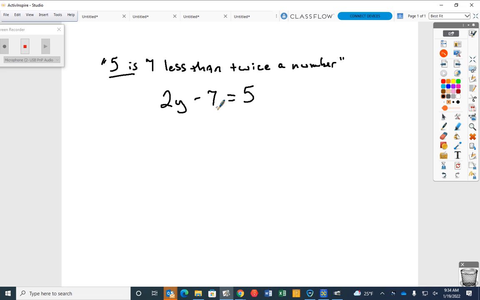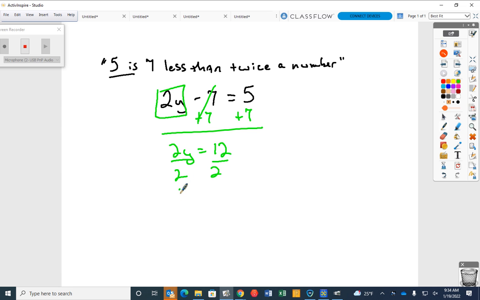Okay. What do I have here? A two-step equation. Okay, so let's solve this. What's outside that box? Negative 7. And I get rid of that by adding positive 7 on both sides. Those are gone. I have 2y equals, what's 5 plus 7? 12. Divide each side by 2. And what does y equal? 6.